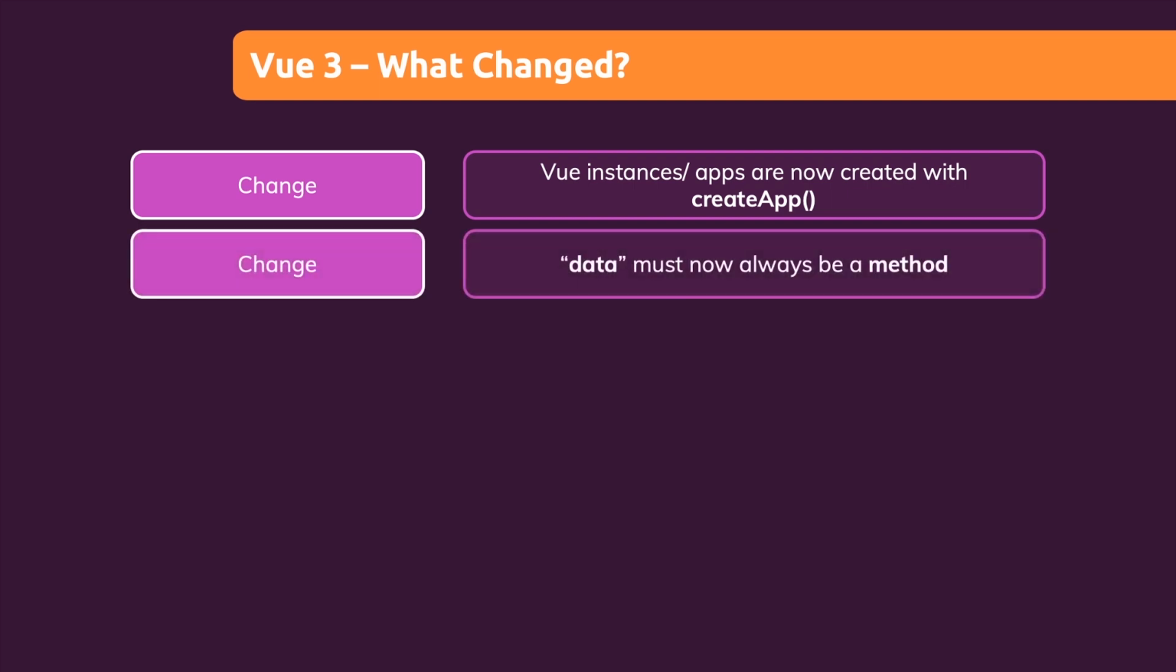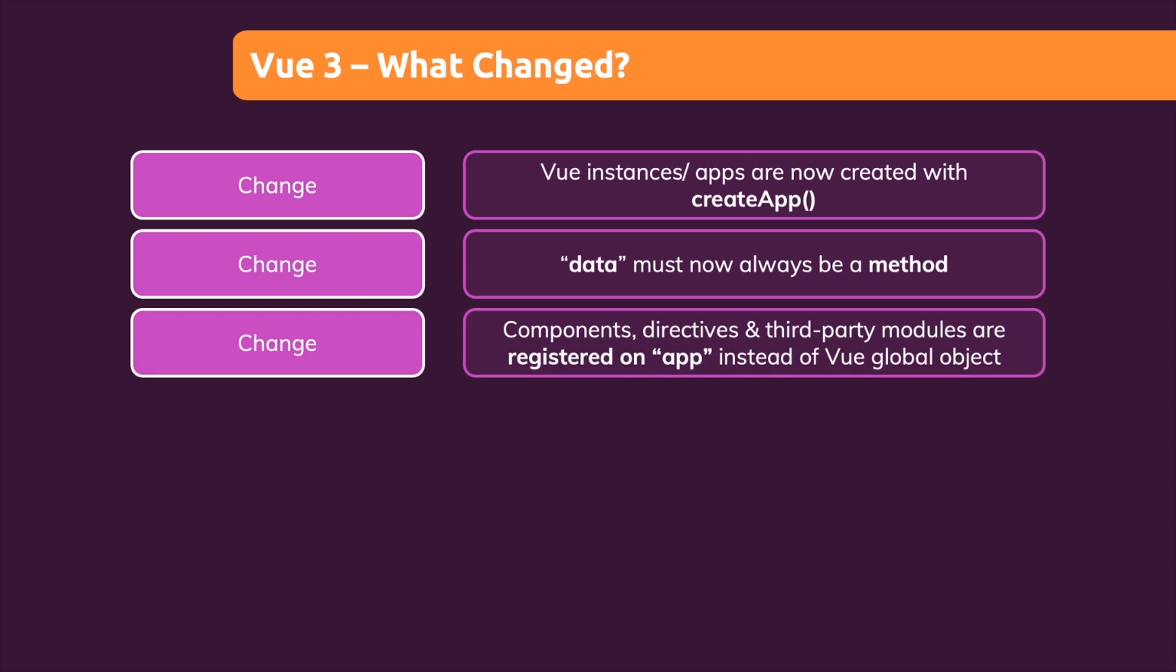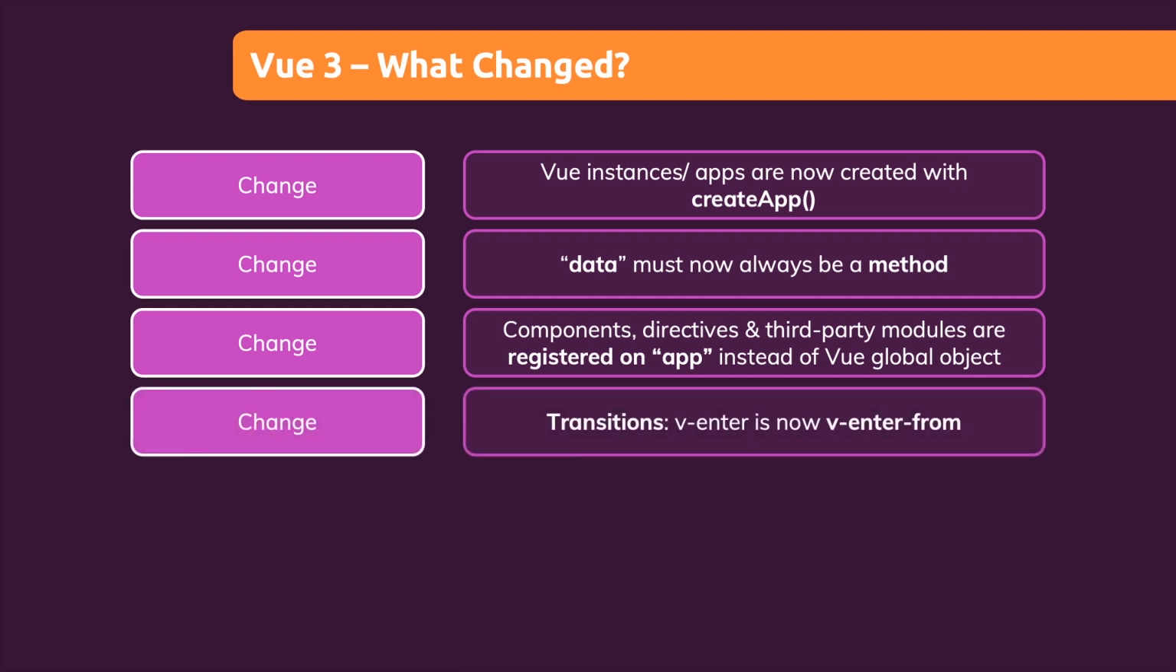In addition, the data option now must always be a method. It's no longer allowed to be just an object. And another change that will affect everyone is related to how you register components, directives, and third-party modules. This will now also work a bit differently, as you will see, but updating and changing this will also be simple. If you're using transitions in your app, the transition component's CSS class name changed.